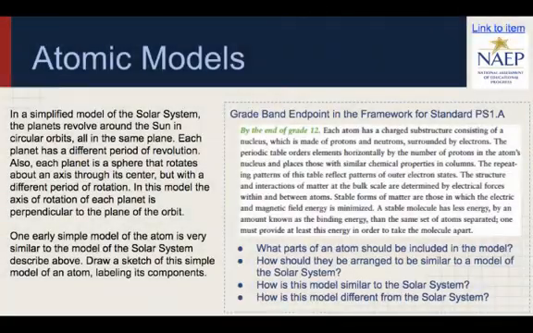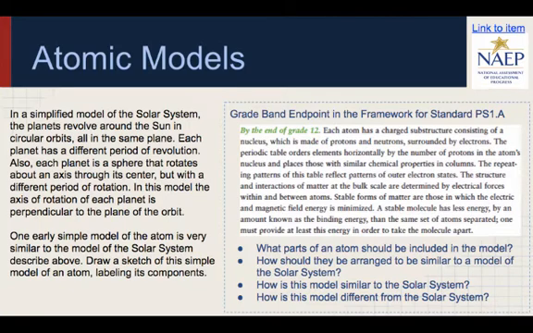In a simplified model of the solar system, the planets revolve around the Sun in circular orbits, all in the same plane. Each planet has a different period of revolution. Also, each planet is a sphere that rotates about an axis through its center, but with a different period of rotation. In this model, the axis of rotation of each planet is perpendicular to the plane of the orbit.